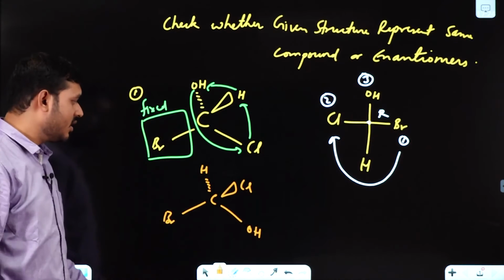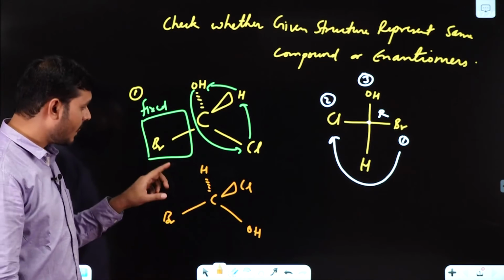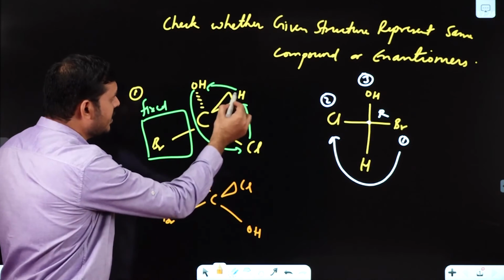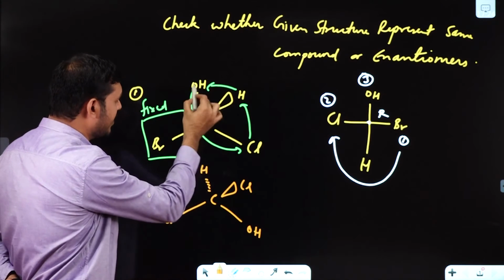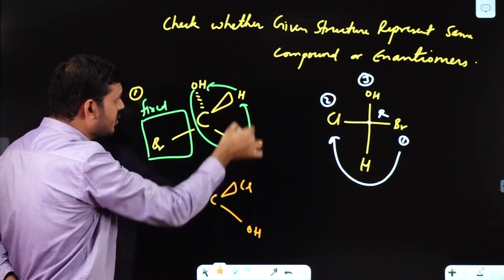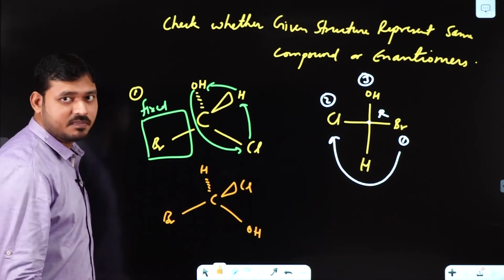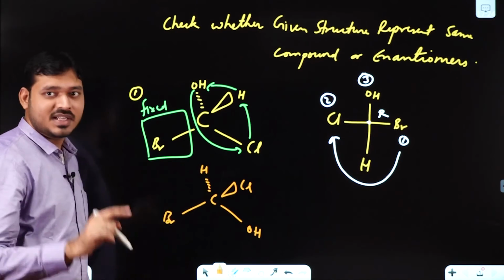Now you can check the dash position for hydrogen. How? What have we done? First you interchange H and OH. So hydrogen will be here, bromine as it is, and OH will come here. Then interchange OH and Cl. So we get Cl here and OH here. This is an even interchange. So here you have obtained the same compound.